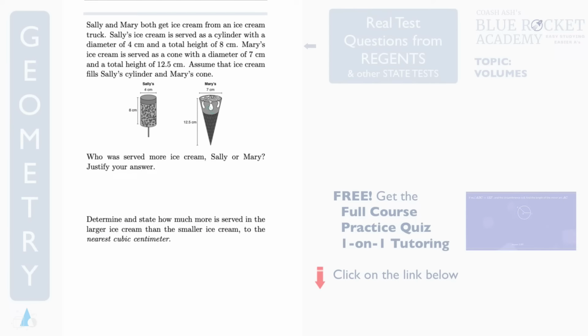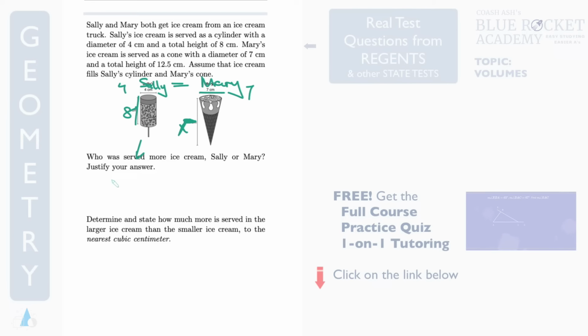Now here's a nice problem for you. If Mary is served the same amount as Sally, this is of course Sally here, this is Mary here. If Mary is given the same amount of ice cream as Sally, then determine what would be the height. Of course, the height right now is 12.5, but you want to make this x and try to find out the value of x. Remember, this height is 8, this diameter is 4, this diameter is 7 here. So try to find the volume of x, which will make them both equal.